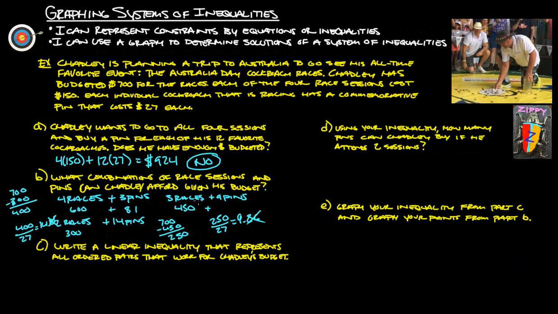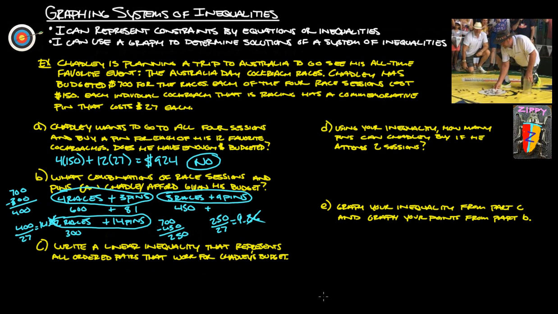So these are the 3 best combinations: 4 races and 3 pins, or 3 races and 9 pins, or 2 races and 14 pins. You could also do 1 race and a whole bunch more pins, or no races and even more pins than that. But these are probably our 3 best bets here, right? Okay. Write a linear inequality that represents all ordered pairs that worked for Chadley's budget.